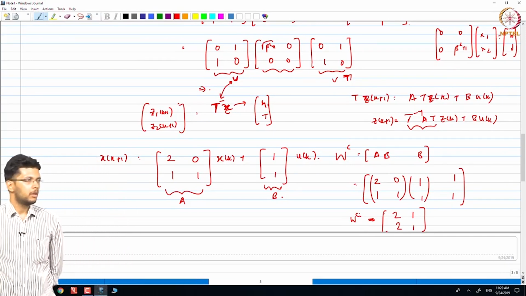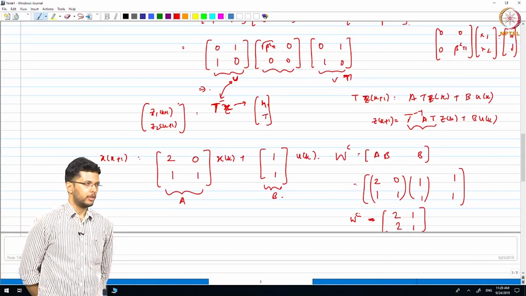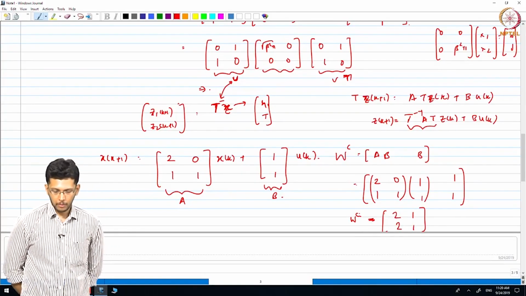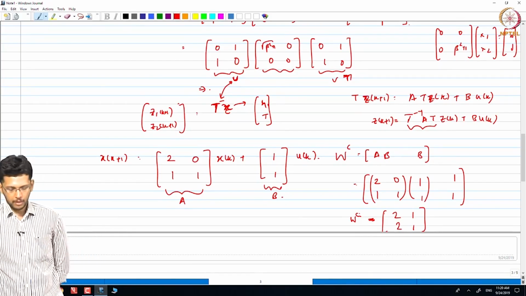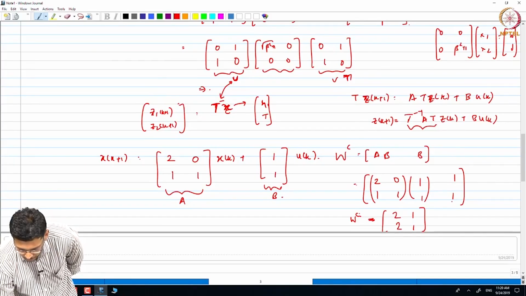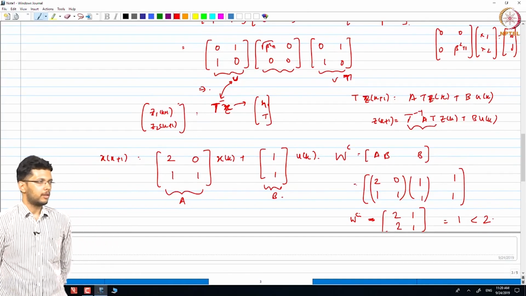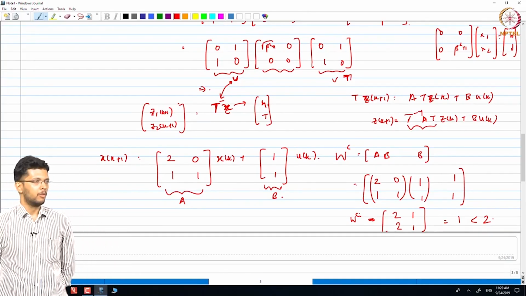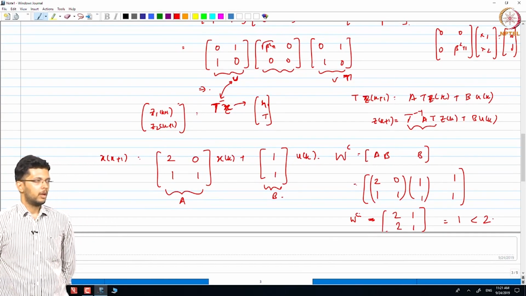So is the system controllable? When you see the system, at first it appeared to be controllable, at least for me, but when you compute the controllability matrix, you get a matrix with a rank of 1, which is less than 2. You have a 2 cross 2 system and you need a rank of 2, and you ended up getting a rank of 1. So the system is clearly not controllable.